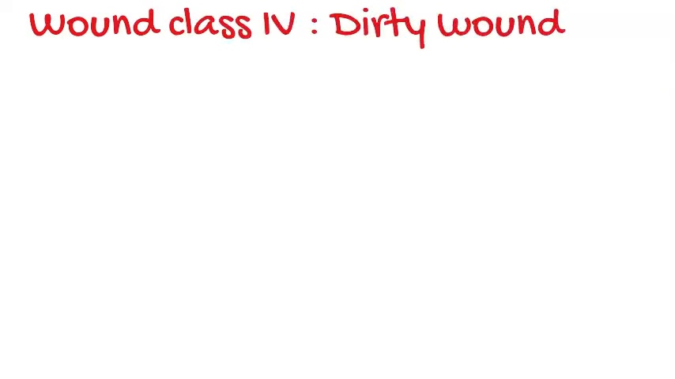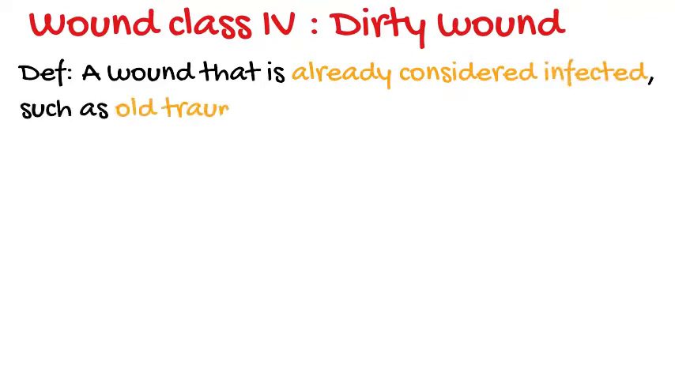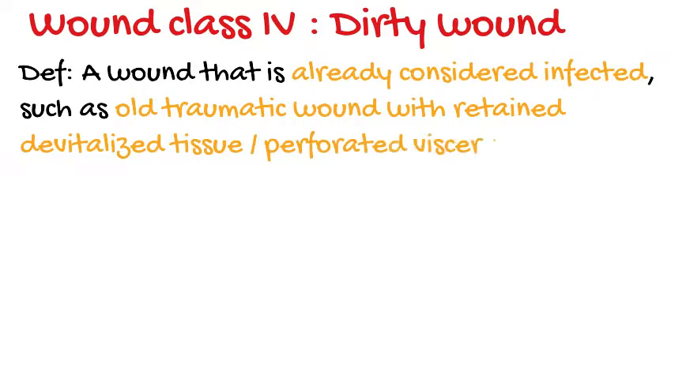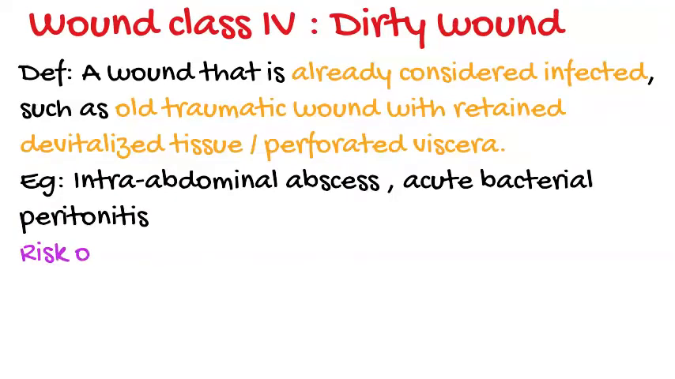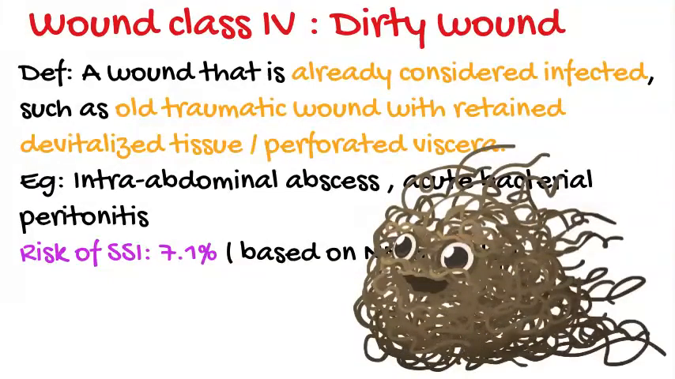For wound class 4, dirty wound. It is defined as a wound that is already considered infected, such as all traumatic wounds with retained devitalized tissue or perforated viscera. Examples include intra-abdominal abscess, acute bacterial peritonitis. The risk of surgical site infection is around 7.1% based on the NNIS study.